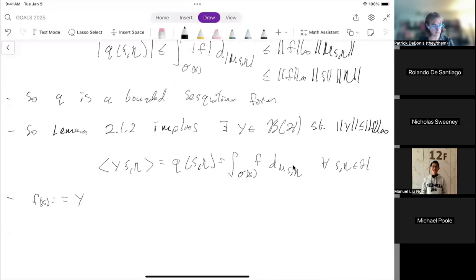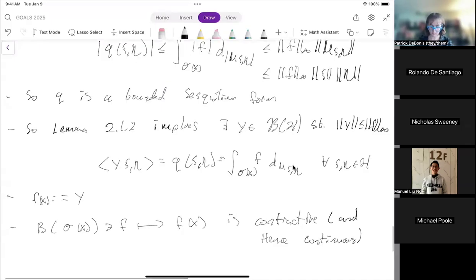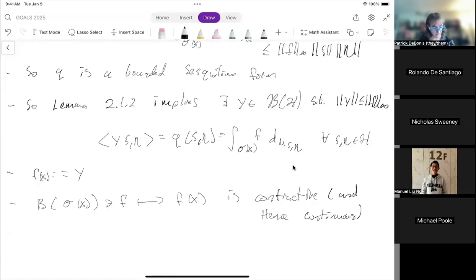And because Q is this bounded sesquilinear form, this means that the map from the bounded Borel functions on the spectrum to this operator f of x is contractive, and hence continuous.